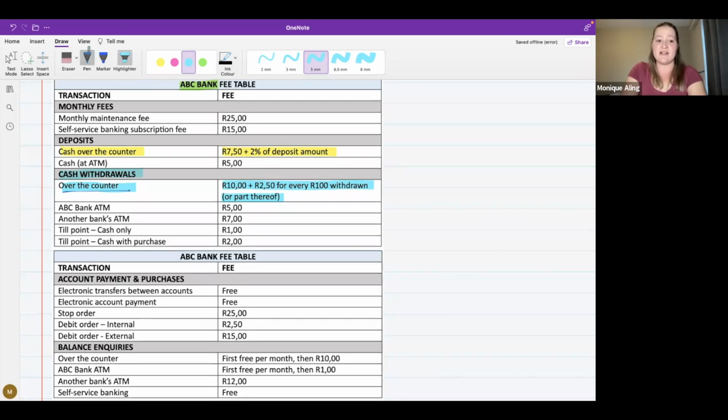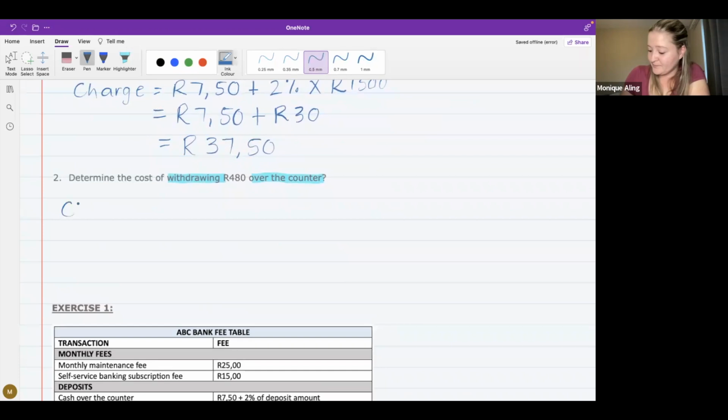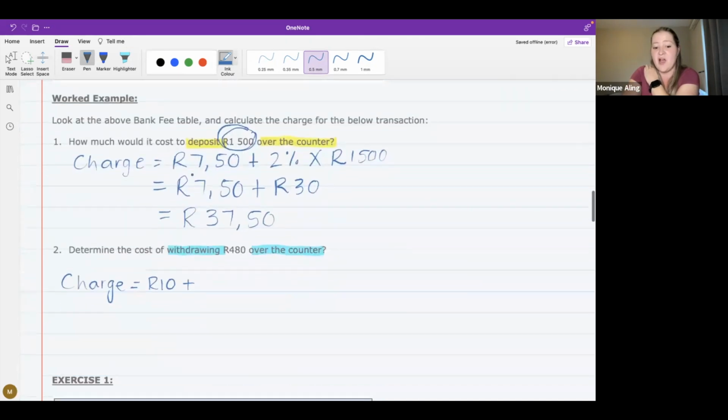Okay, so all we need to do now is basically follow the instructions over here. So the bank is going to charge 10 Rand first, plus it is 2 Rand 50 for every 100 Rand withdrawn or part thereof. So they are withdrawing, I'm going to do it over here, 480 Rand. We need to see how many hundreds there are in 480. So I'm going to divide by 100. So that means there are 4,8 hundreds.